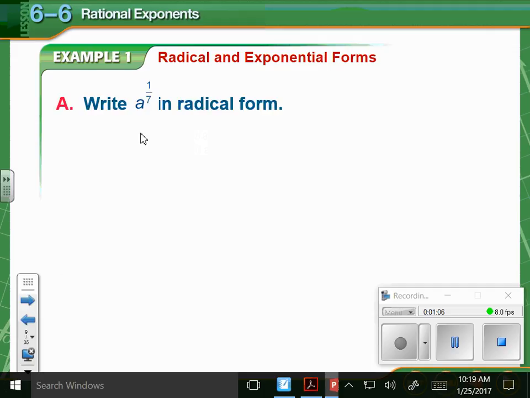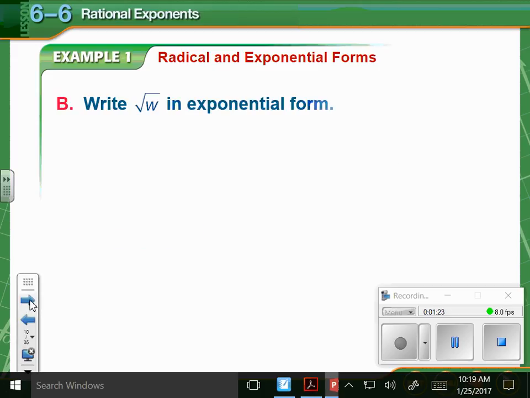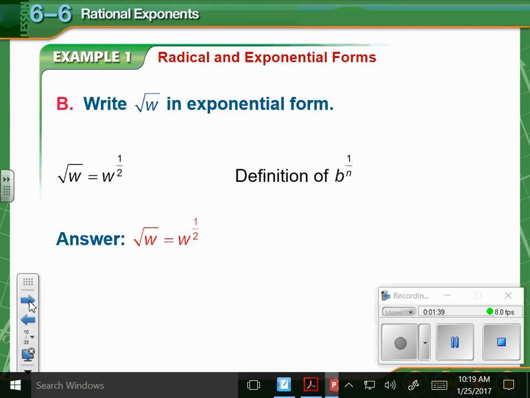For example, if we had a to the 1/7 power, that would be the same as the 7th root of a. Those are equivalent. This would be the square root of w, so written in exponential form would be w to the 1/2 power. Square root is 1/2 exponent.